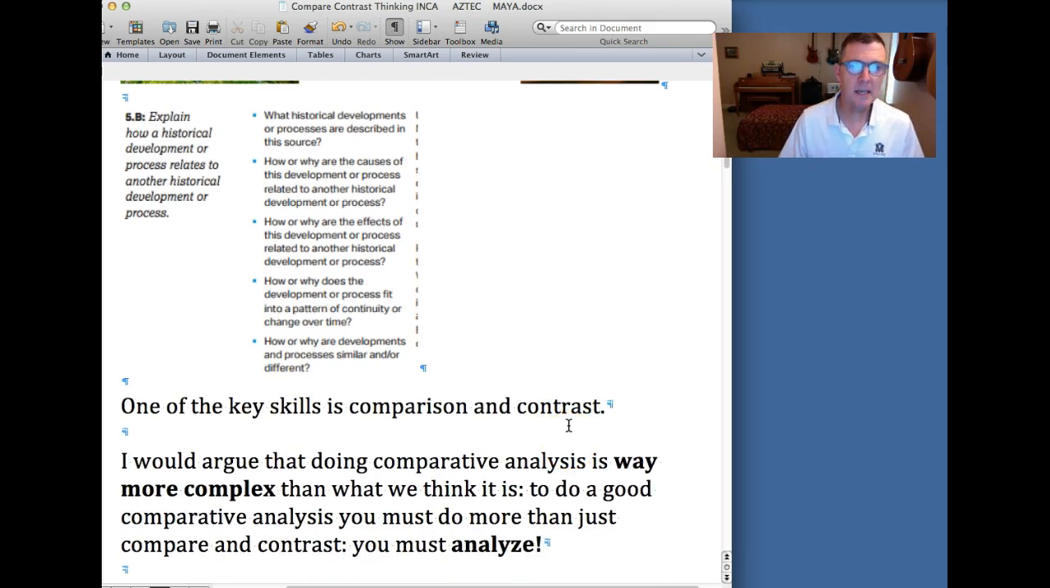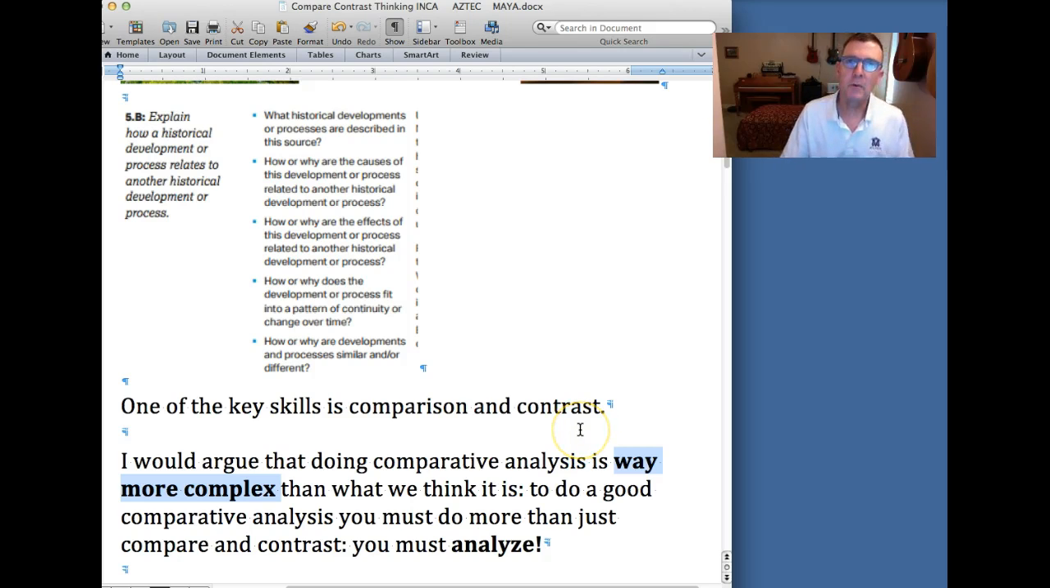One of the key skills is comparison and contrast. I would argue, though, that doing comparative analysis is way more complex than what we think it is. We see an essay like that and we think, awesome, I'm going to do some compare and some contrast, and then I'm getting out. It's done. But it's a little bit more difficult than that, and like everything on this exam, you must analyze.